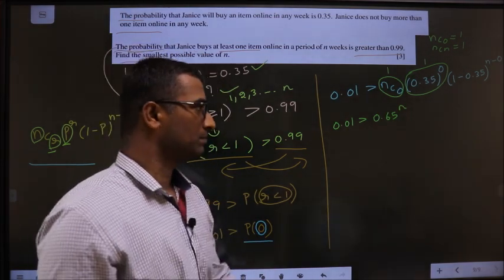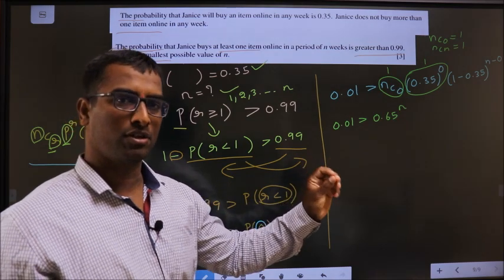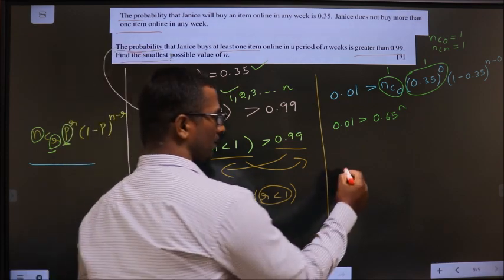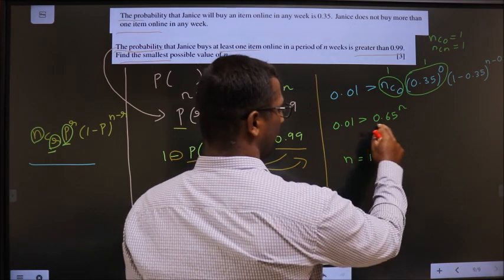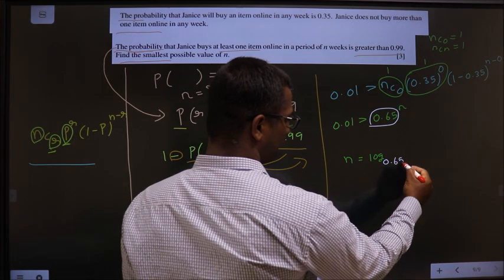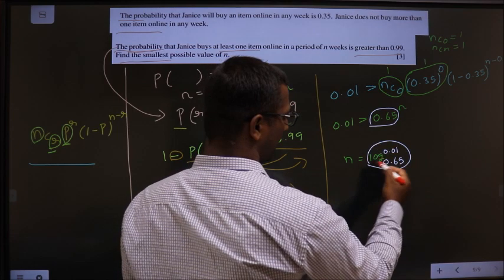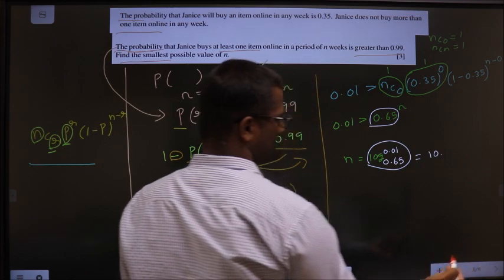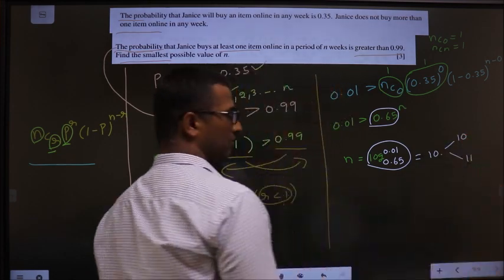Clear? Now, from this inequality we get the value for n. Either you do trial and error or use logarithms in this way. So n equal to log of, here the base is 0.65. So for the log also take the same base, and over here it's this one. Now put this in the calculator. You get the answer to be 10 point some change. So n is either 10 or 11. You need to decide one.